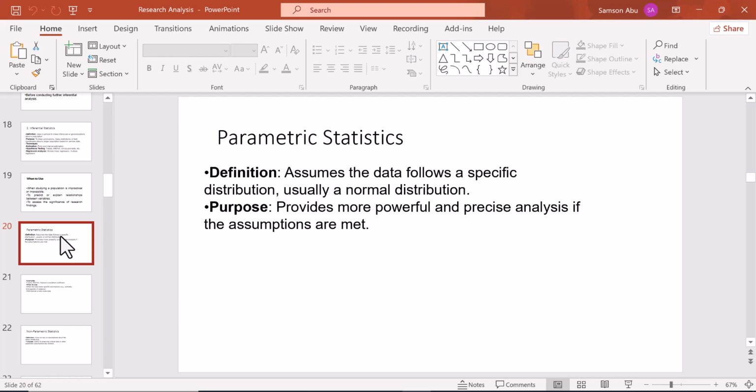Once you have parametric data, you ask: does it follow a normal distribution? Oh, yes, it does. That is one assumption. Then, let's assume you are running linear regression. Is the data linear? You use your PP plot to test. So that is that about parametric statistics.